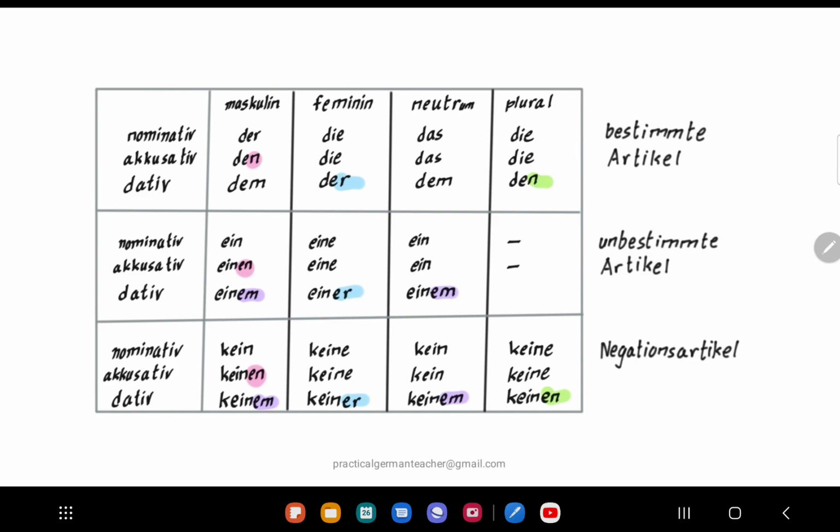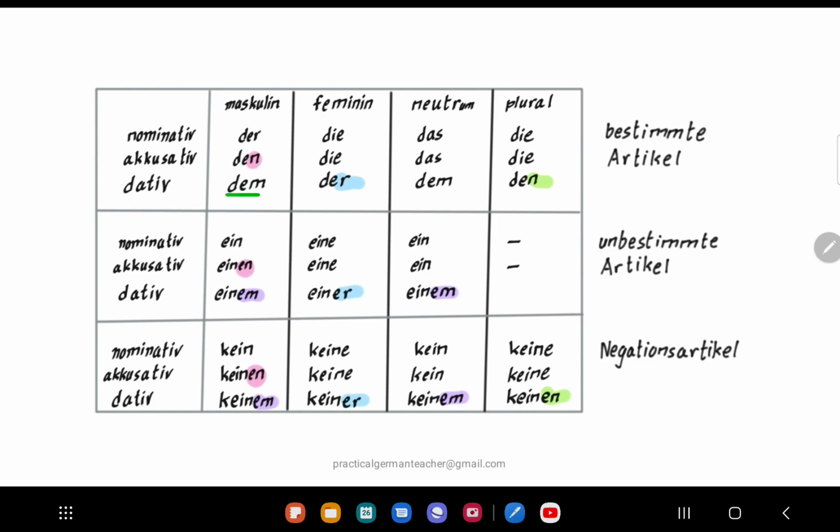So just telling you one more time, when you go from nominative to accusative, feminine, neutrum, plural remain the same. The articles remain the same: bestimmte, unbestimmte, negative. You will see this also repeats for possessive article, which we have on the next slide. But masculine starts sounding like n. Then you have to make some spelling adjustments over there.